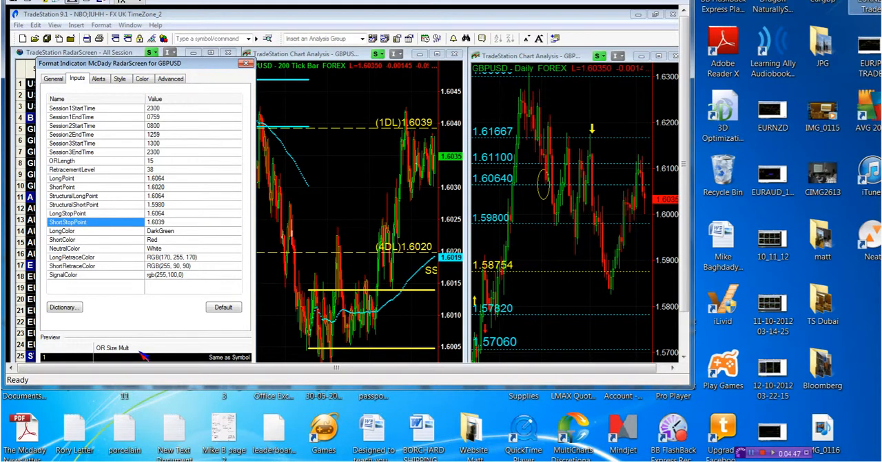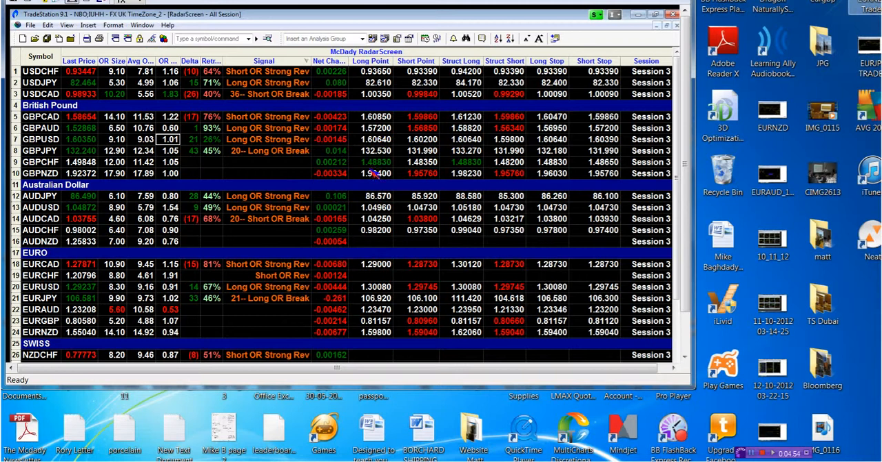So for the pound dollar, we are going to go long above 160.64. That is going to be my structure long point and my long stop, because this is a significant structural point. On the short side, I'm going to go short below 160.20. If I do, I have a structure point which is a big one at 159.80, and my stop is going to be 160.39. Okay, that is the pound.